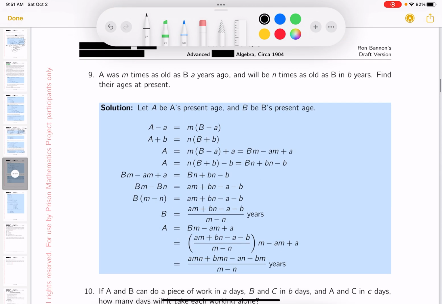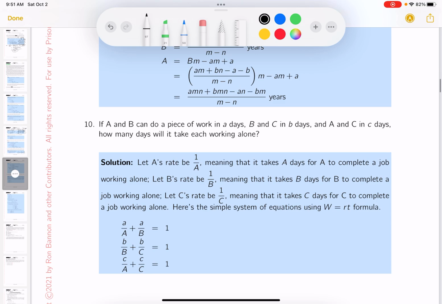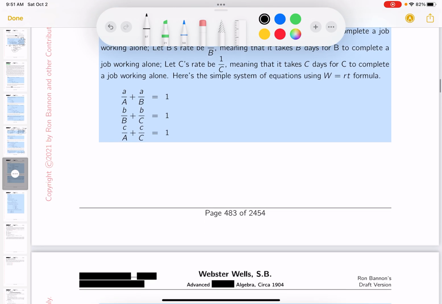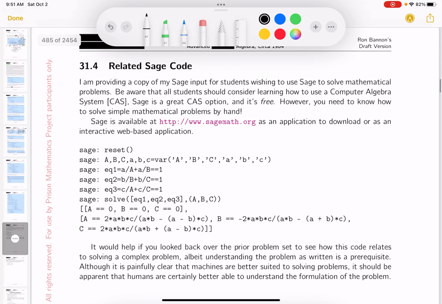This one over here is an age problem. Age problems are also typical in algebra. All right. Answers here are tough though. I'm going to say it's going to require some work. Number 10 is a work problem. And again, you want to read through that. And then you get back to the good old SAGE.